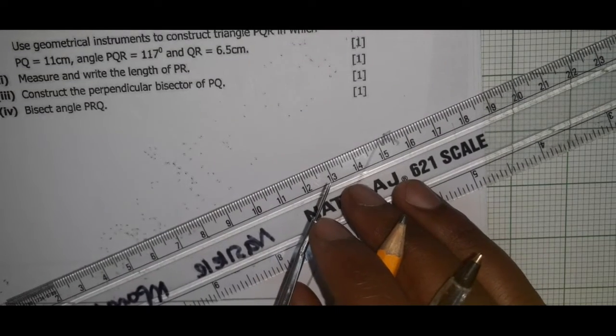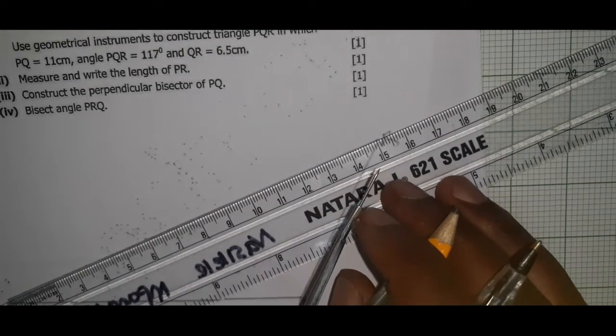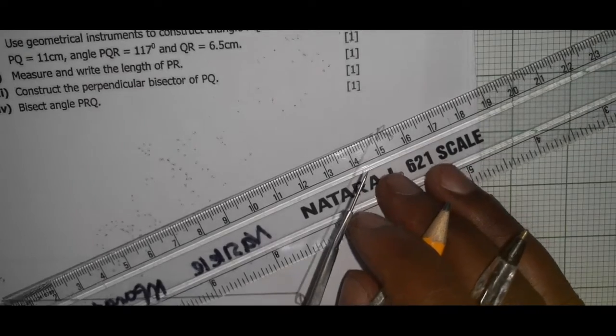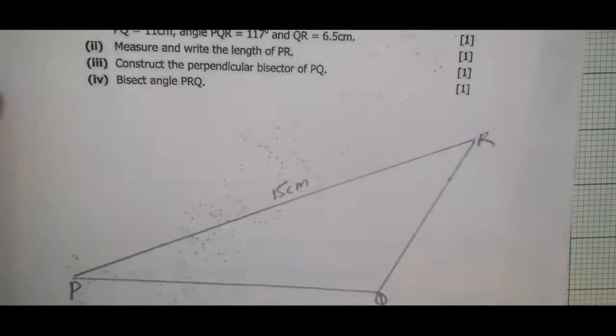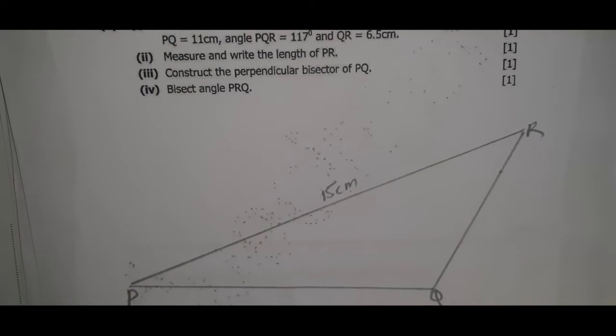Measure and write the length. Okay. So this is 15. This is giving me 15 centimeters. You can confirm it. Okay.